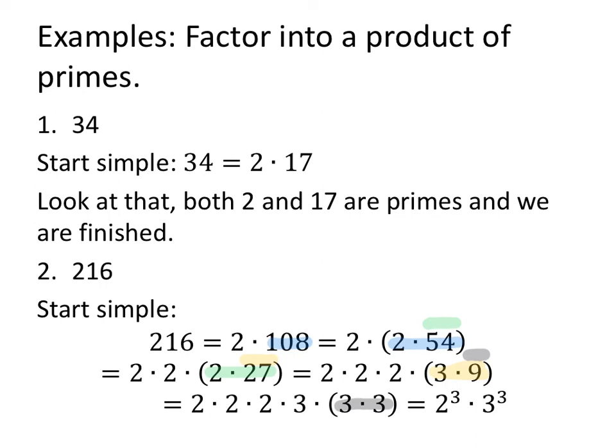And now every single value I have here, 2, 2, 2, 3, 3, 3, they're all prime numbers, and so I might write them with exponents. 2, 2, 2, I can call that 2 to the third power. 3, 3, 3, I call that 3 to the third power, and I have factored 216 a step at a time down to a product of primes, 2 to the third times 3 to the third.